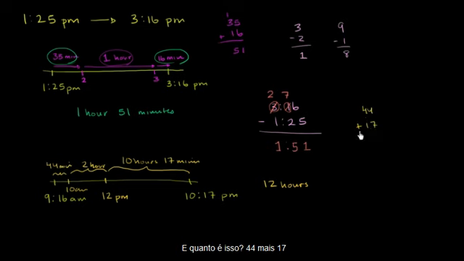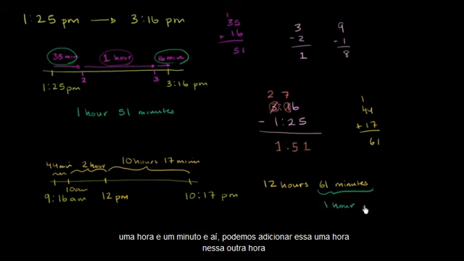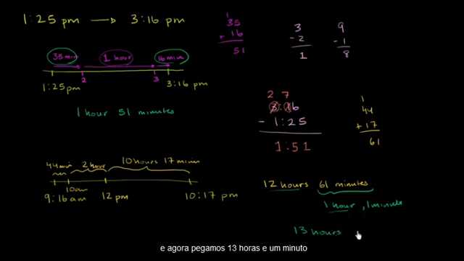44 plus 17. 4 plus 7 is 11. 4 plus 1 is 5, plus 1 is 6. So we have 12 hours and 61 minutes, which I guess is right, but it's strange to say 61 minutes because we know that this is more than an hour. So 61 minutes, this part we can rewrite as 1 hour and 1 minute. And then we can add this hour to this hour, and we get 13 hours and 1 minute.